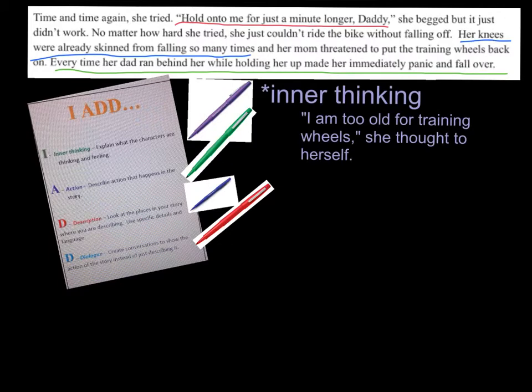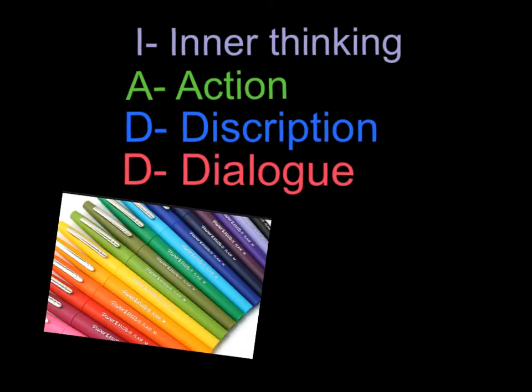You are going to do that scene by scene in your story today. As you go, you will be going through each scene in your story and underline inner thinking, action, description, and dialogue. You may use the flare pens, colored pencils, or thin markers. You will need only four, all of which are a different color.